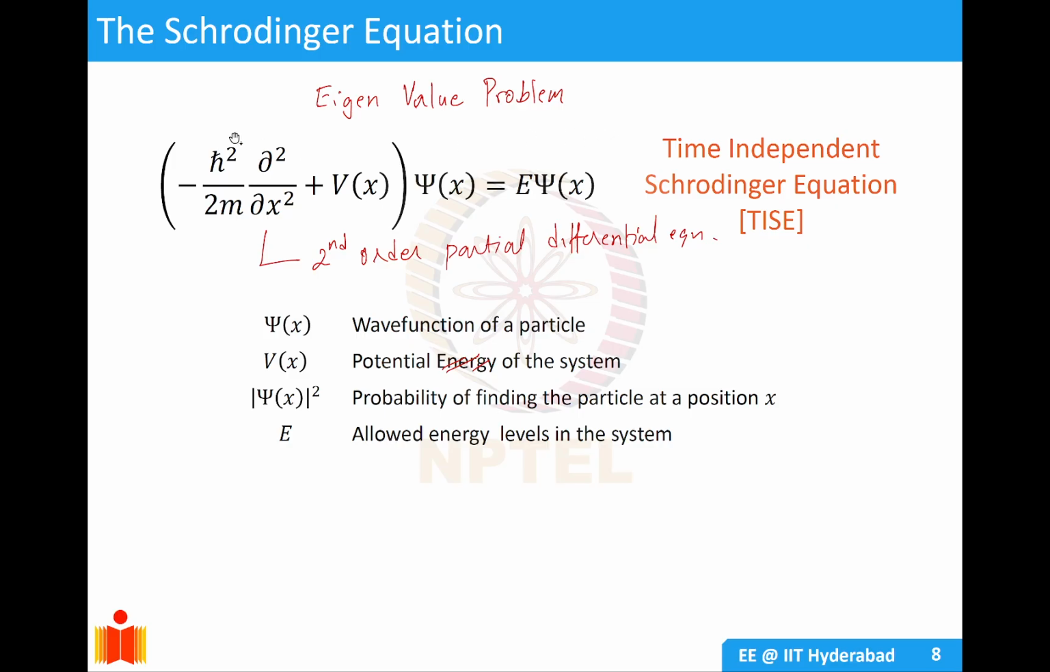So this is called the time independent Schrodinger equation because it does not involve time. So we assume that the particle state is not varying with time. It is constant in time.